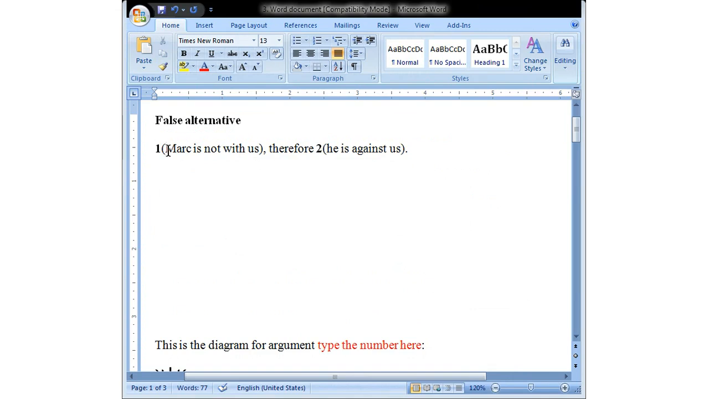Yeah, you're either with us or against us. That doesn't work that way. I'm sorry, there are other possibilities. I could be neutral. I could be undecided. It doesn't work that way. You're either with us or against us, and then you said, well, if Mark is not with us, then he is against us. Yeah, so this is a false alternative. I could be neutral on something.